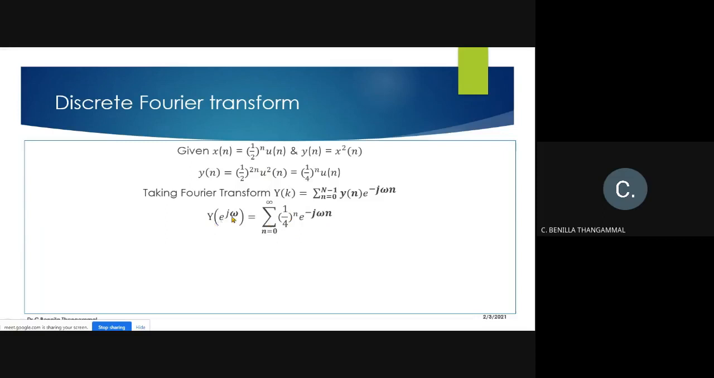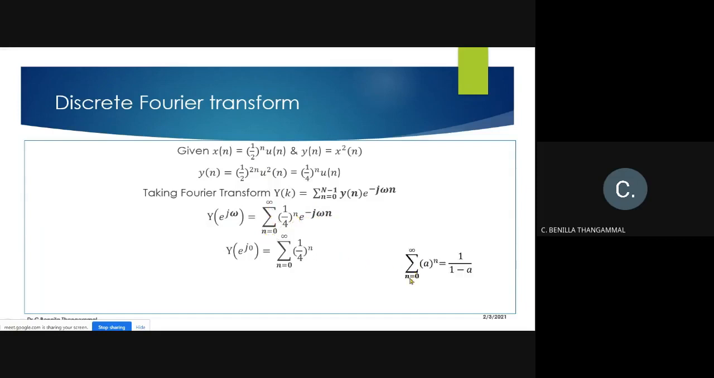They ask us to find Y of e power j0. So if you replace omega as 0, you will be able to find the value here. If you replace omega as 0, e power 0 will be 1. So we get summation n equal to 0 to infinity 1 by 4 power n.